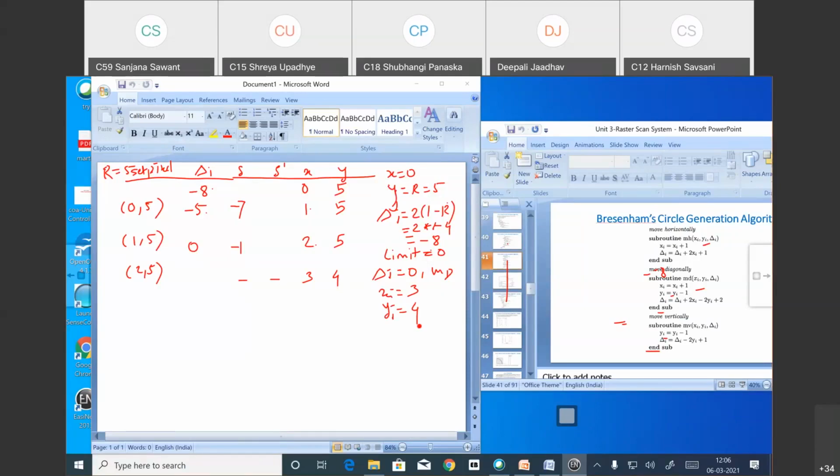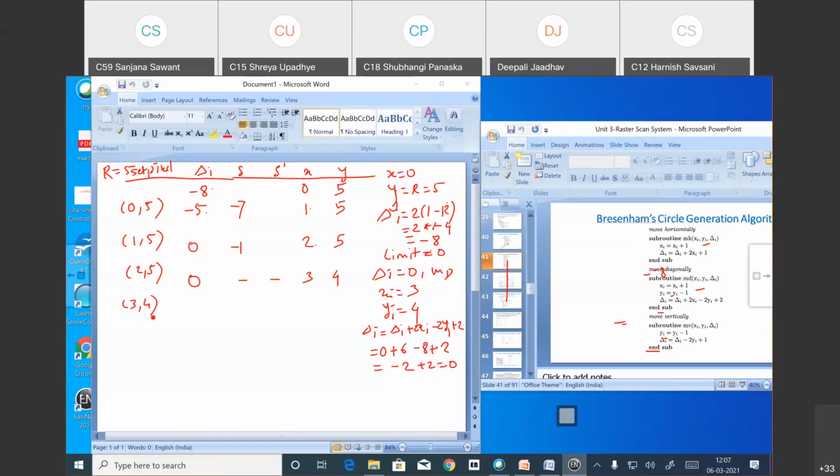After that, again calculate the value of delta I. It is delta I plus 2xi minus 2yi plus 2. So 0 plus 2x means 6 minus 8 plus 2. So it is minus 2, correct? Plus 2, again 0. So here delta I is 0. Again go for the first, whether the limit is greater than 0. Yes, it is greater than 0. So put pixel 3, 4.